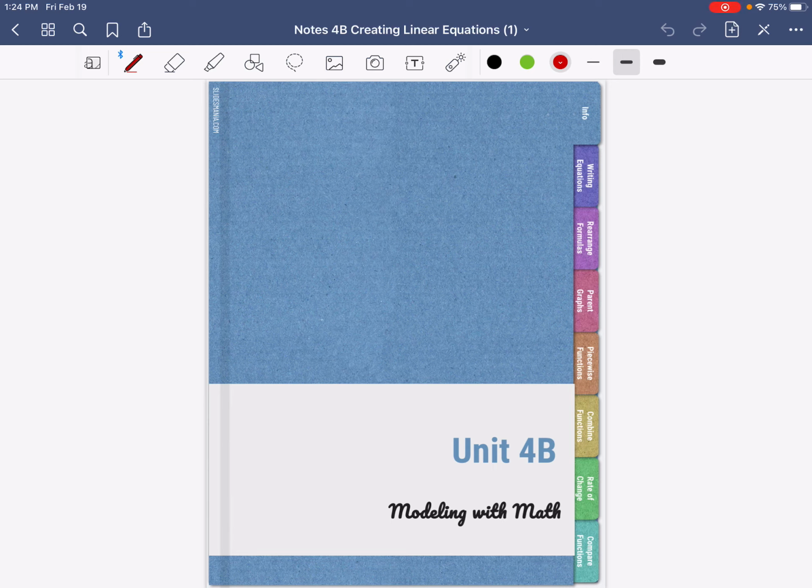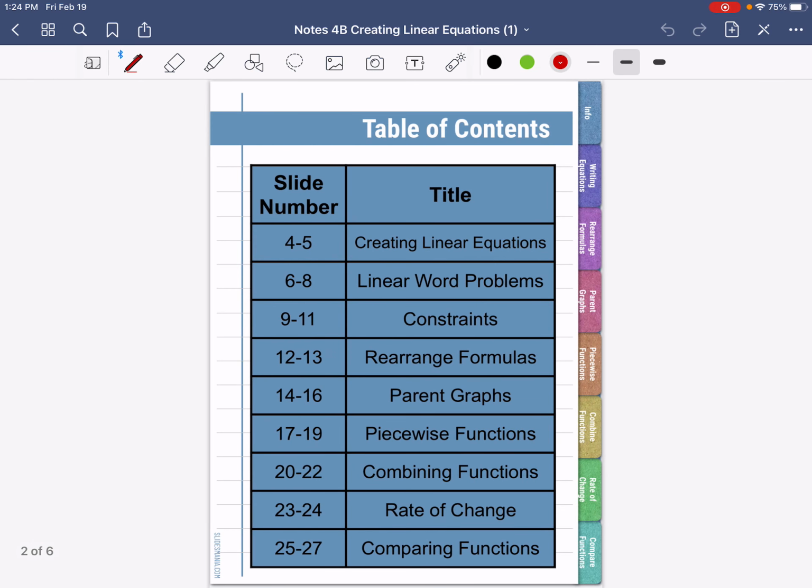Hi guys, this is our first set of notes for our new unit 4B, Modeling with Math. The first little lesson we're going to do is definitely review. It's just creating linear equations, given information, and then tomorrow we'll do linear word problems.